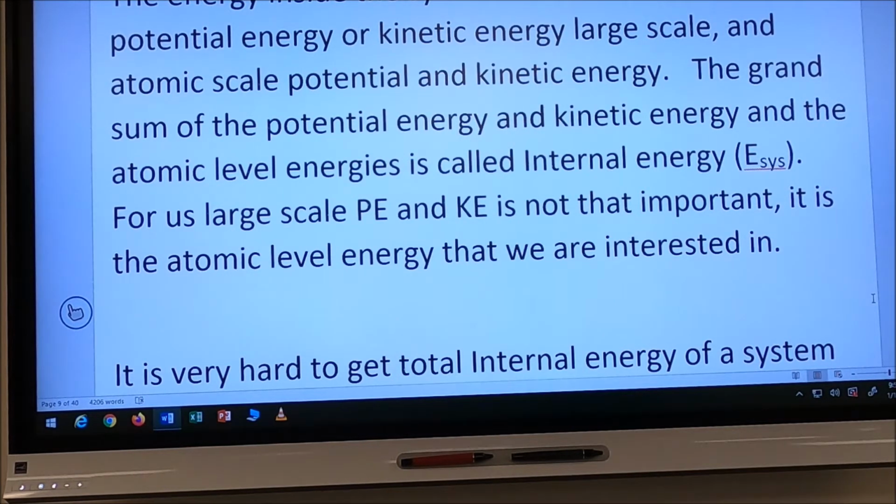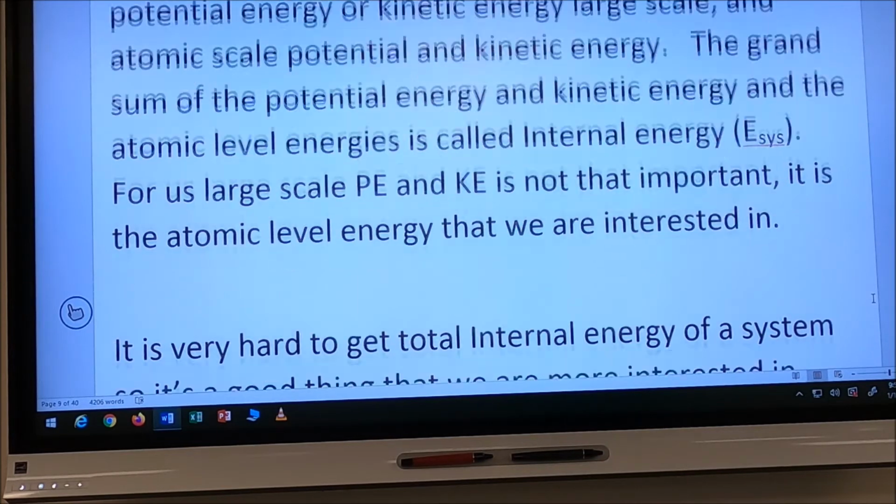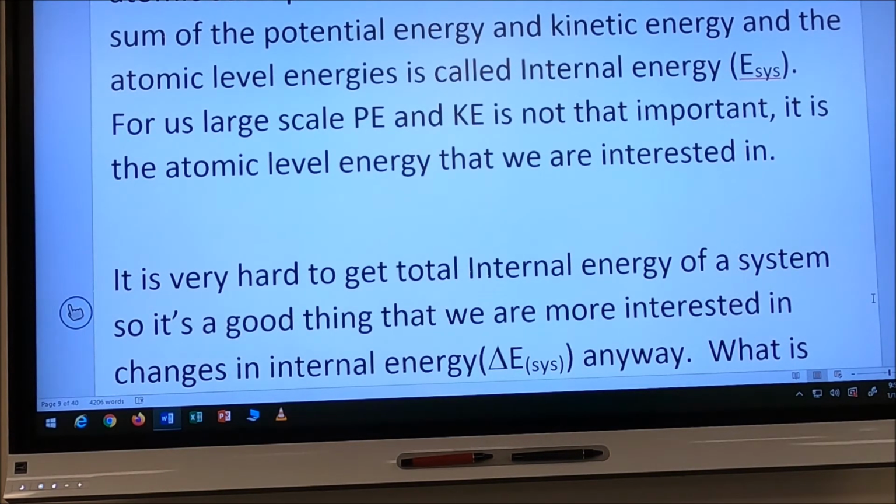For us, large-scale potential energy and kinetic energy is not important. You usually do not hurl your chemical reactions across the room. And if you do, that's a no-no in lab. So we're not looking at large-scale potential energy and kinetic energy. We're going to concentrate on that submicroscopic atomic level.